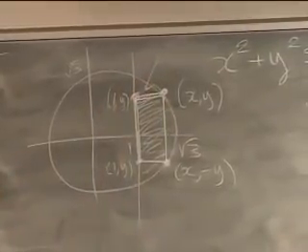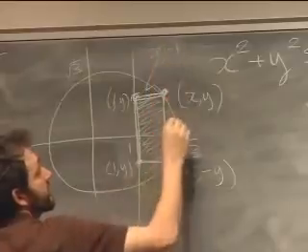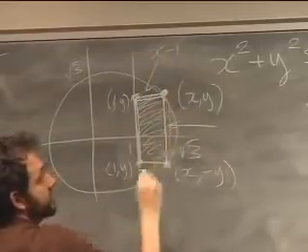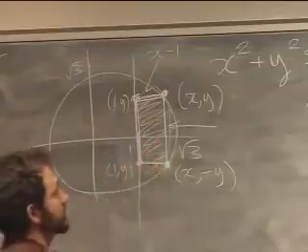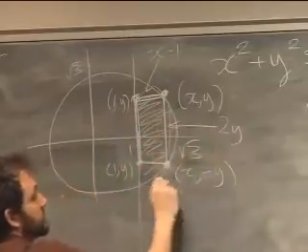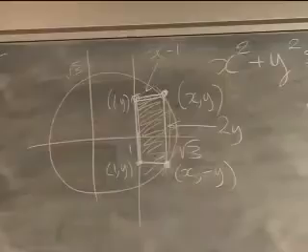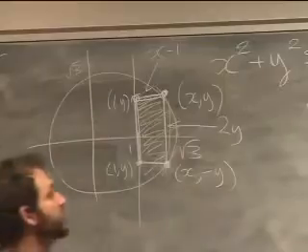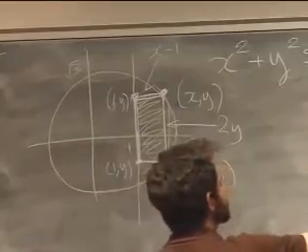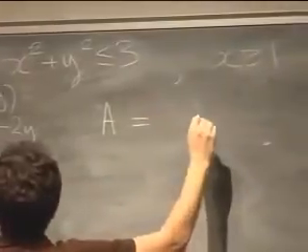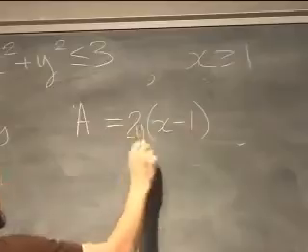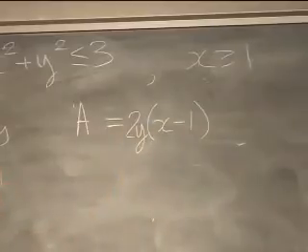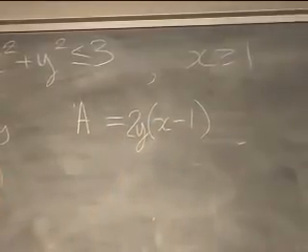Well, it's going to be x minus 1. And how about this side? 2y, because we've got this part of y, and then it's y minus y if you prefer. So the area of the rectangle is equal to x minus 1 times 2y. Okay, so we have to maximize this.